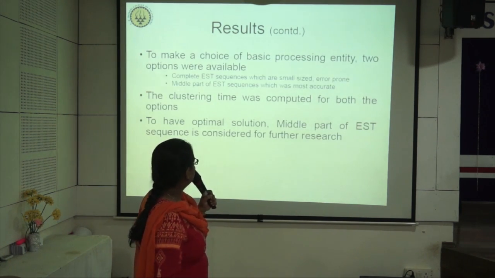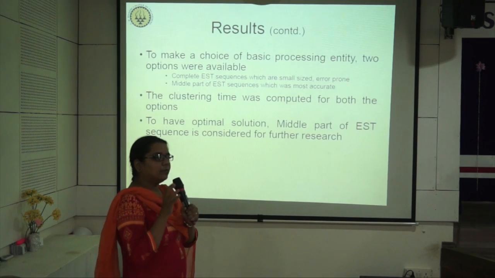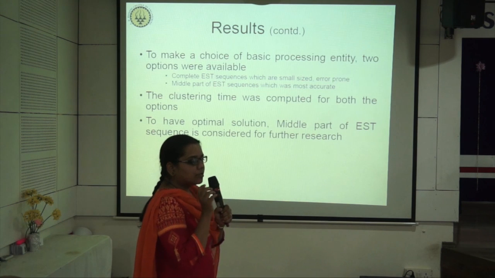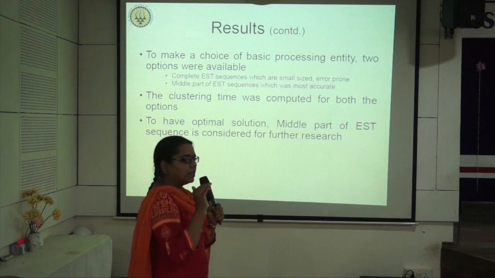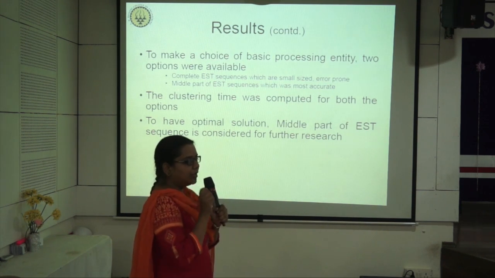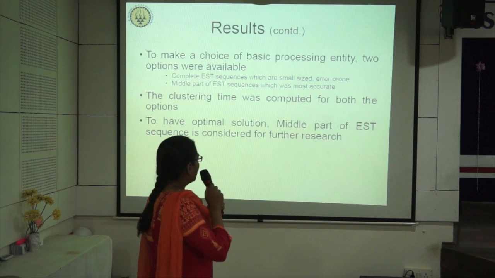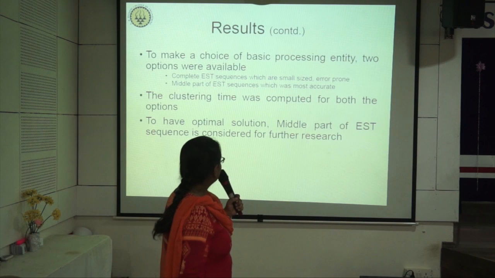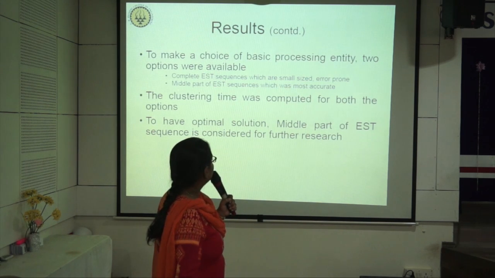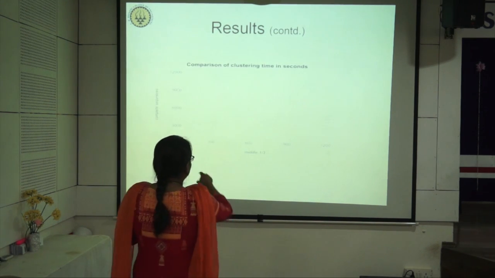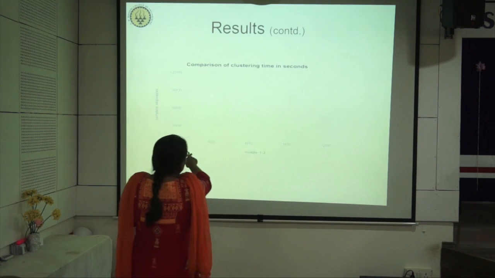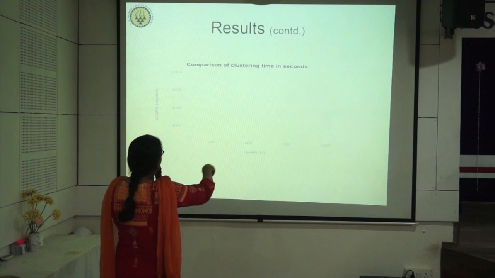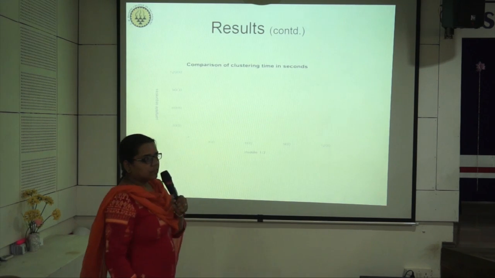Next, we could check the complete EST against the middle part of the ESTs. If you talk about the complete sequence, it can also be helpful, and the middle part can also be. But if you want to go for an optimal solution, the middle part gives you the correct solution as well as in very little time. The graph itself tells you that, though these are not visible, I guess. The time ranges we could see are 300, 600, 900, 1200, and these are in seconds.